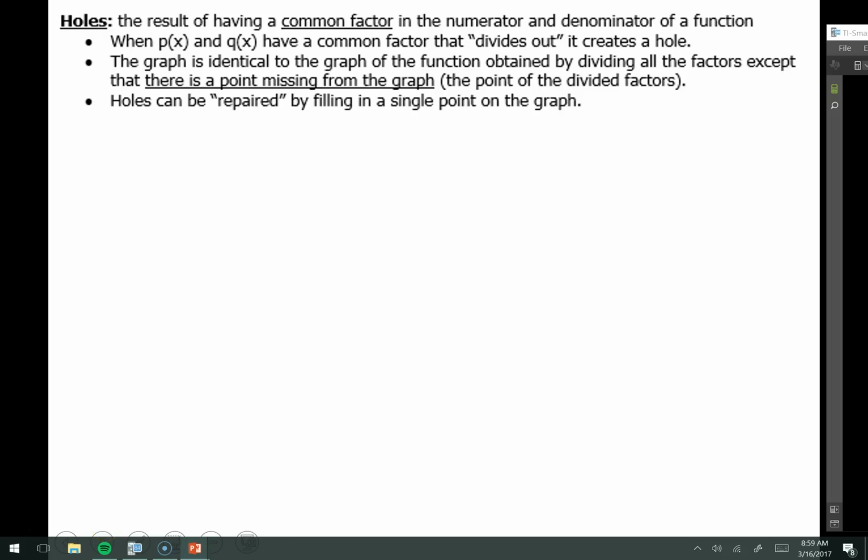Now, the last part of the discontinuities are the holes, and we have talked about this a little bit in this video already. Anytime that there is a common factor in the numerator and the denominator, that's when the two factors divide out and we make those slash marks. That's where a hole comes from. So wherever that x is that divides out, we need to find what the y is of the ordered pair and then draw that open circle to indicate the hole at that ordered pair. We can repair holes by filling them in, and that is why they're called removable discontinuities, because we can take them out by simply filling in that one missing dot.